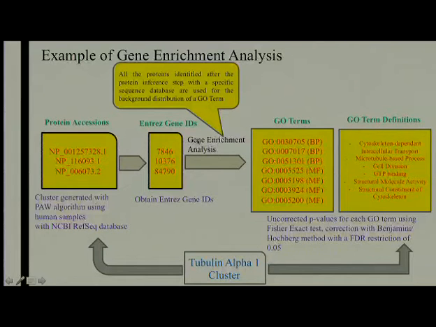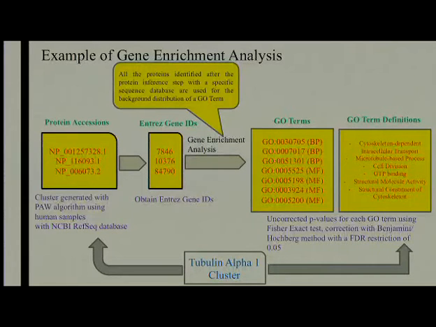I was then able to identify all the GO terms associated with those gene IDs. And for the background set, I used all the proteins that were identified after the protein inference step using the NCBI RefSeq database and got all the gene IDs of those proteins and then the associated GO terms. And I was then able to compute the uncorrected p-values for each GO term using the Fisher exact test. And then it was multiple-test corrected with the Benjamini-Hochberg method with an FDR restriction of 0.05.